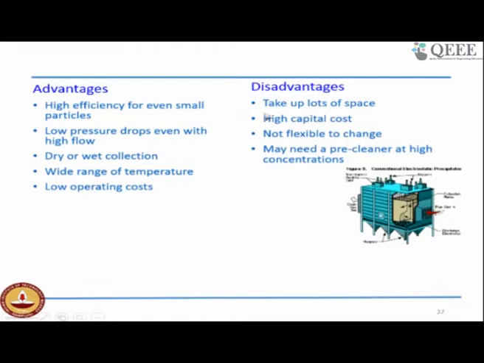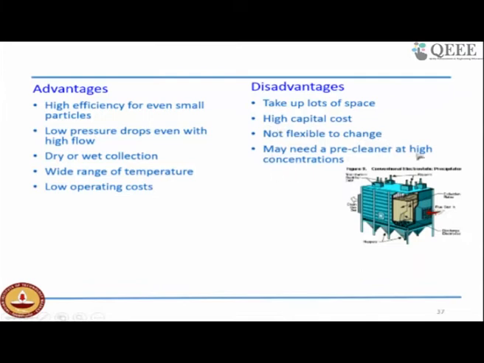Disadvantage: high capital cost, because this involves a lot of investment in setting up all the plates, chargers and other things. It takes up lots of space and is not flexible to change. Suppose you have designed an electrostatic precipitator for 500 megawatt, and now you want to increase your capacity to 750 megawatt. Then obviously you can't use the same electrostatic precipitator, because your flow has increased.